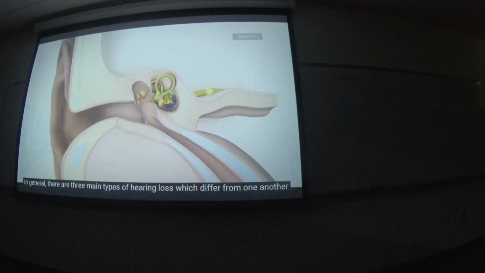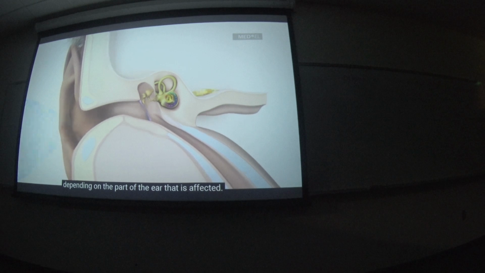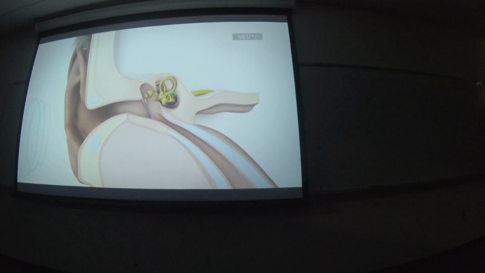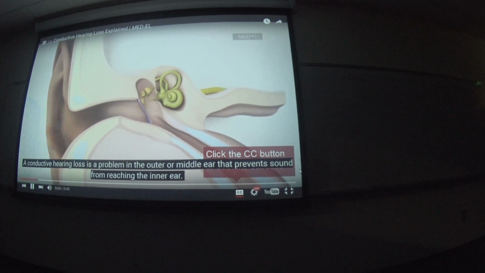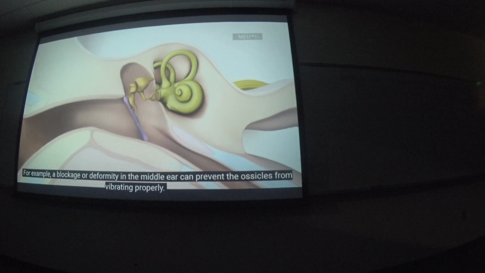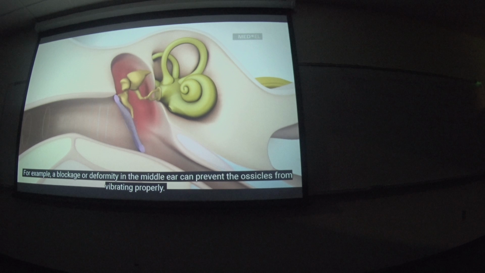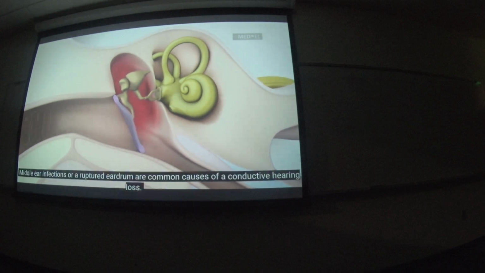In general, there are three main types of hearing loss which differ from one another depending on the part of the ear that is affected, be it the outer, middle, or inner ear. A conductive hearing loss is a problem in the outer or middle ear that prevents sound from reaching the inner ear. For example, a blockage or deformity in the middle ear can prevent the ossicles from vibrating properly. Middle ear infections or a ruptured eardrum are common causes of a conductive hearing loss.